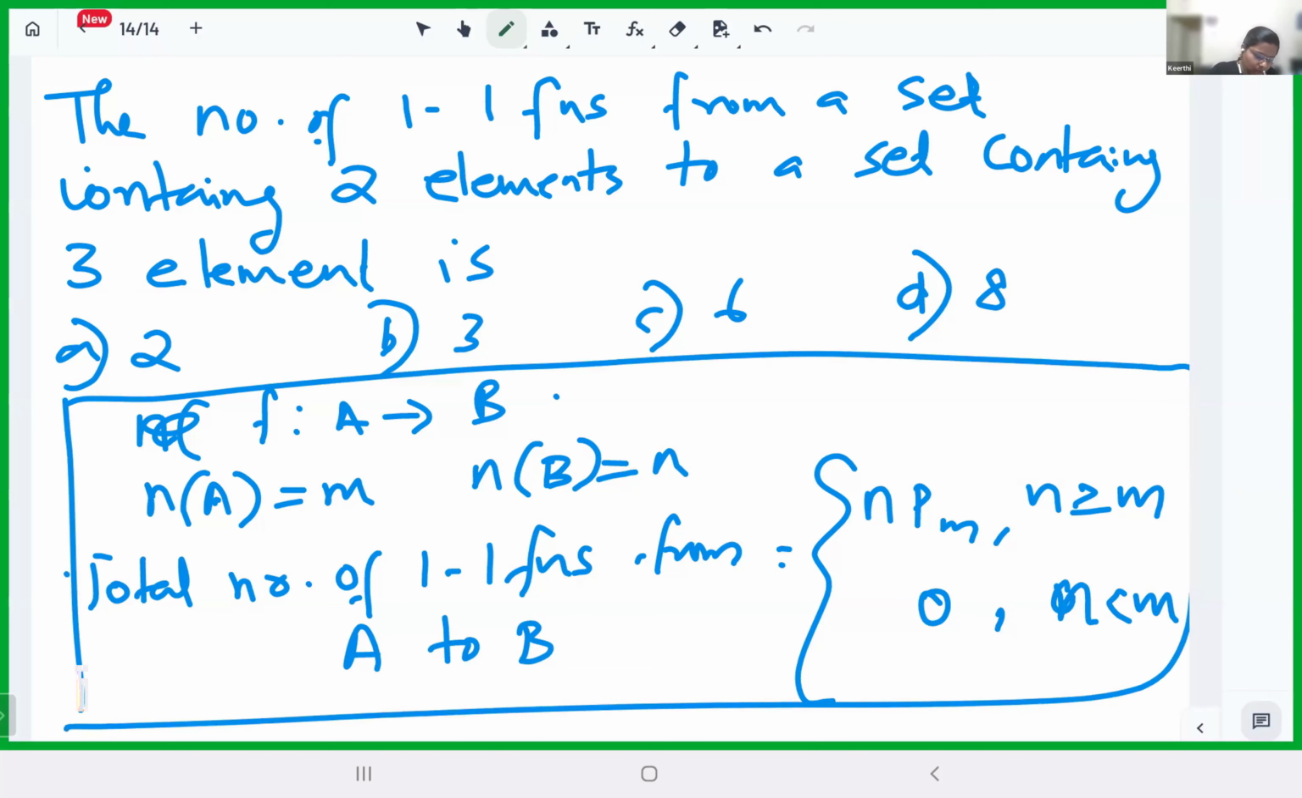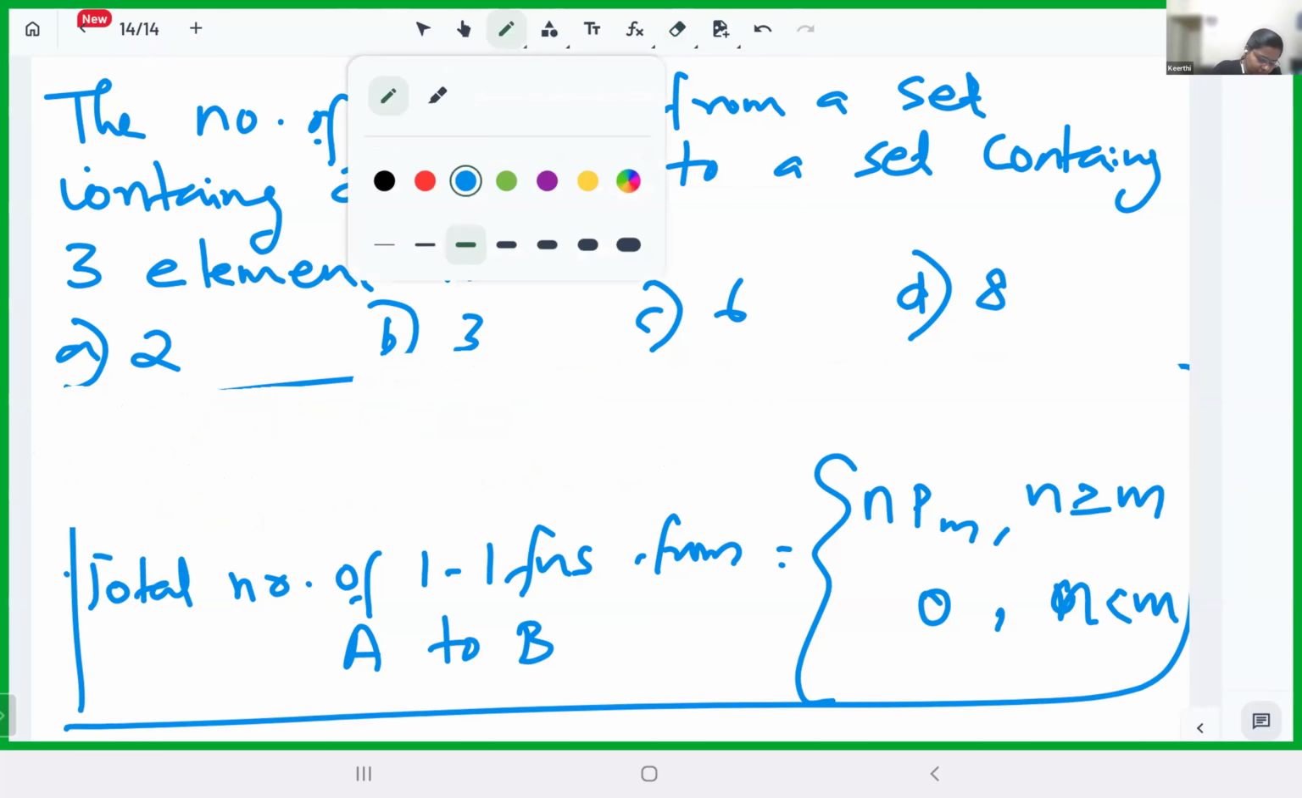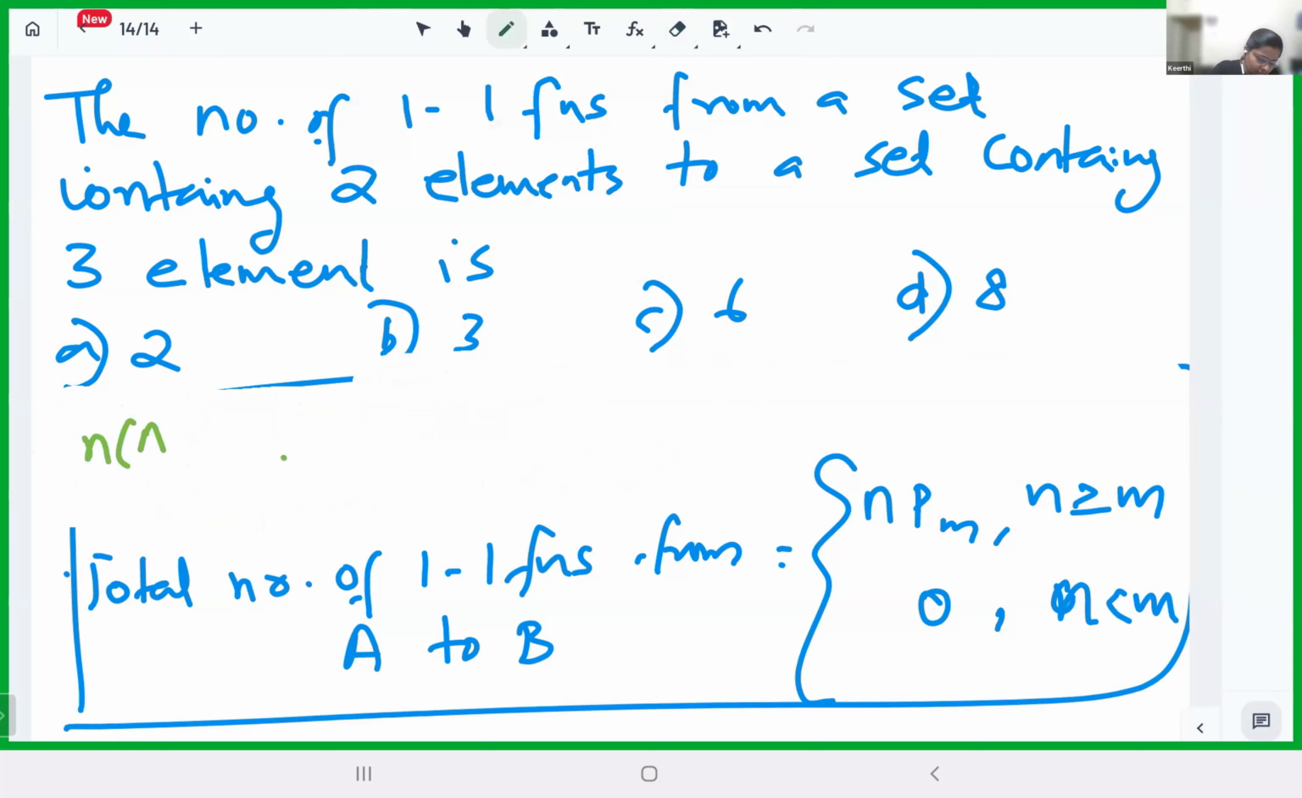Okay, so using this, we are going to solve this question. Here you can see what is n(A). It is given: the first set contains 2 elements and the second set contains 3 elements. So what will be the total number of one-one functions? Just permute the number of elements in the second set with the number of elements in the first set. The number of elements in the second set is 3 and we are going to permute it with the number of elements in the first set, that is nothing but 2.